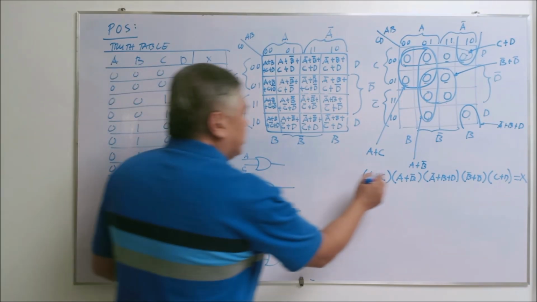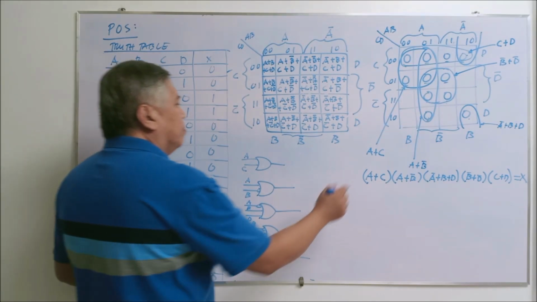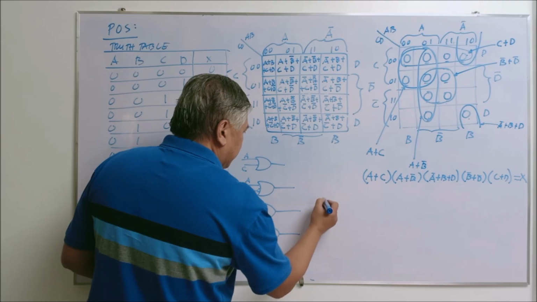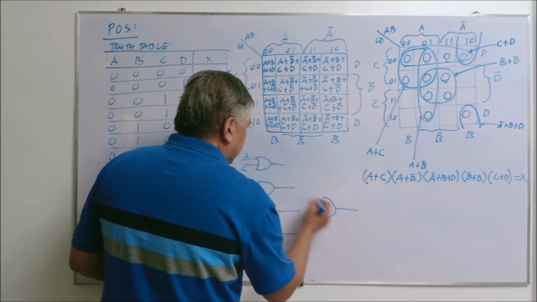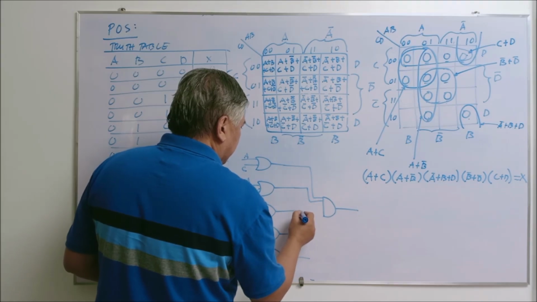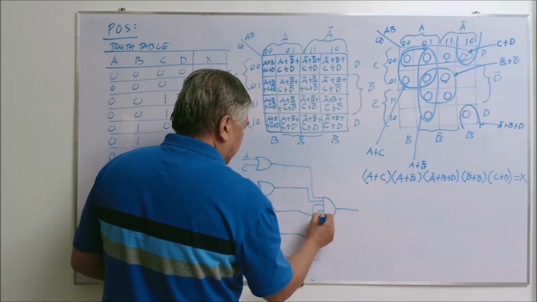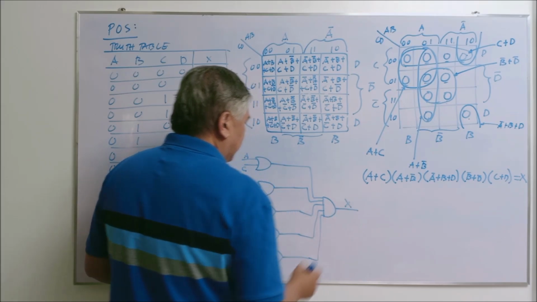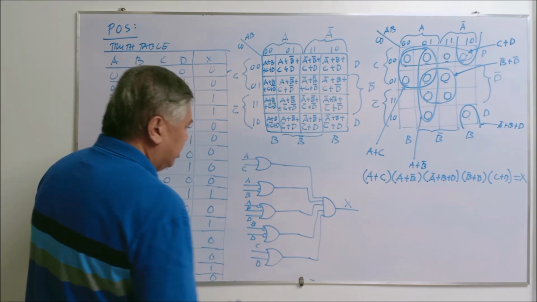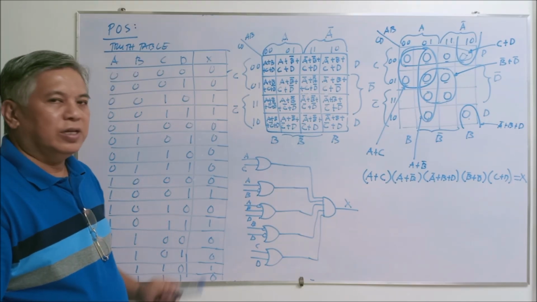Okay, and all of these sum terms are being multiplied together using the AND gate. So you have here an AND gate. This will now be your X. So this one here again is C. This will now be your simplified logical circuit equivalent.